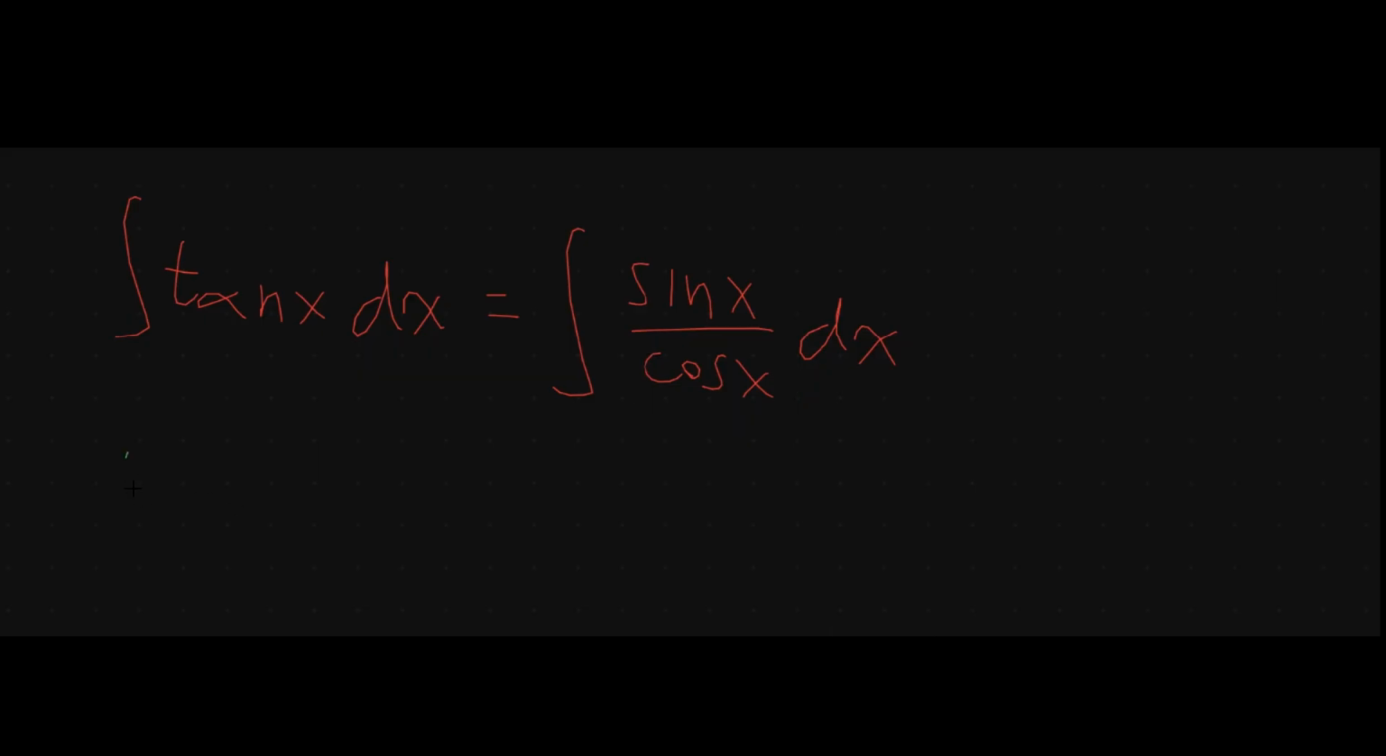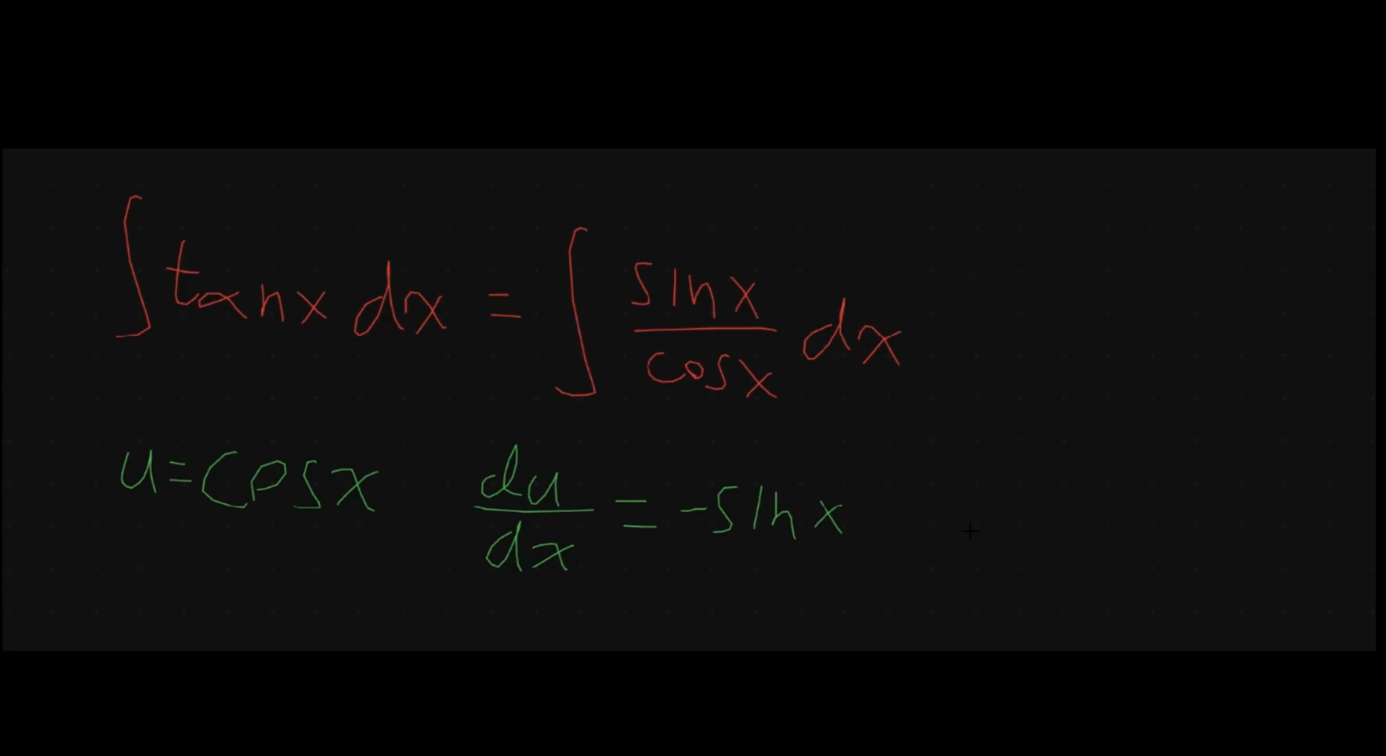So let's see how we can do this. If we say that u is cosine of x, we can then differentiate both sides, and we get that du over dx is, what is the derivative of cosine of x? Well, that is just minus sine of x. And if we rearrange for dx, we get that dx is equal to du over minus sine of x.